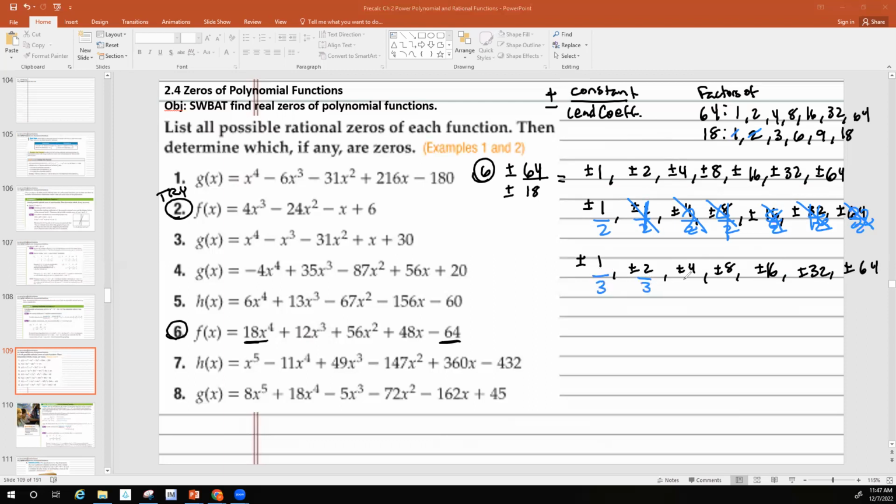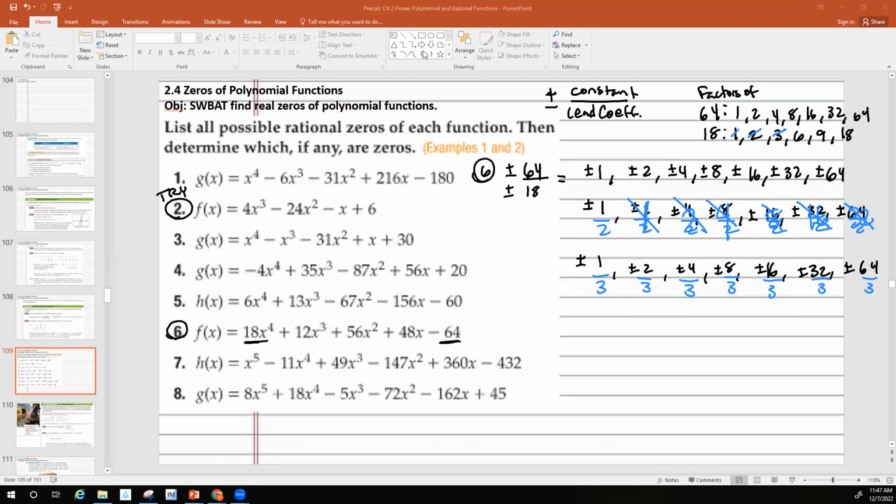Divide by 3, divide by 3, and so on for each one. All right, does 3 go into any of those? No. 2 divided by 3, no. 4 divided by 3, no. 8 divided by 3, no. No, no, no. They're all even. So 3 doesn't go into any of them. All right. So we keep all of those.